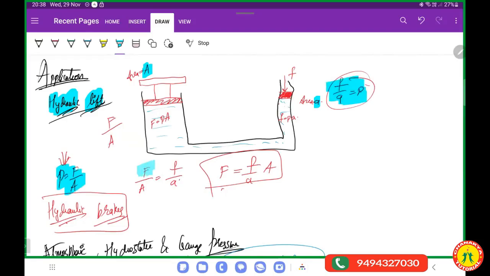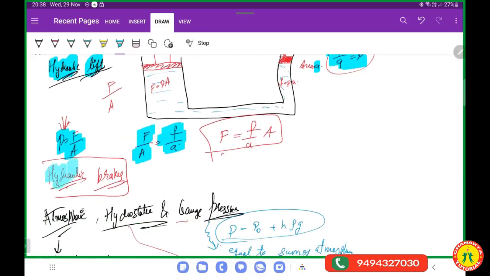So bigger force by bigger area equals smaller force by smaller area. So their pressures are the same. In short, pressure is the ratio between force and area. In the same way, hydraulic lifts and hydraulic brakes work.